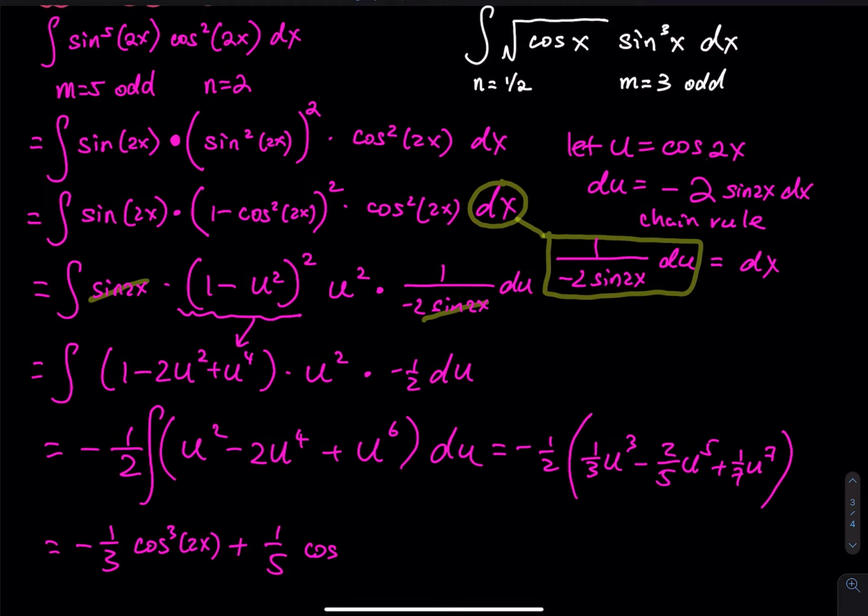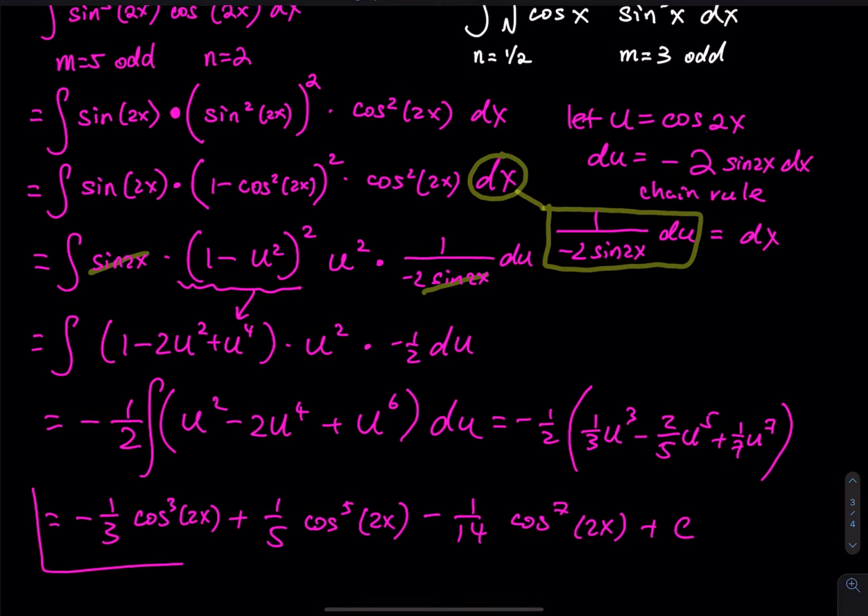cosine to the fifth power of 2x, and then minus 1 over 14 cosine seventh power of 2x, and then you don't forget you have the plus c. So this is the final answer.